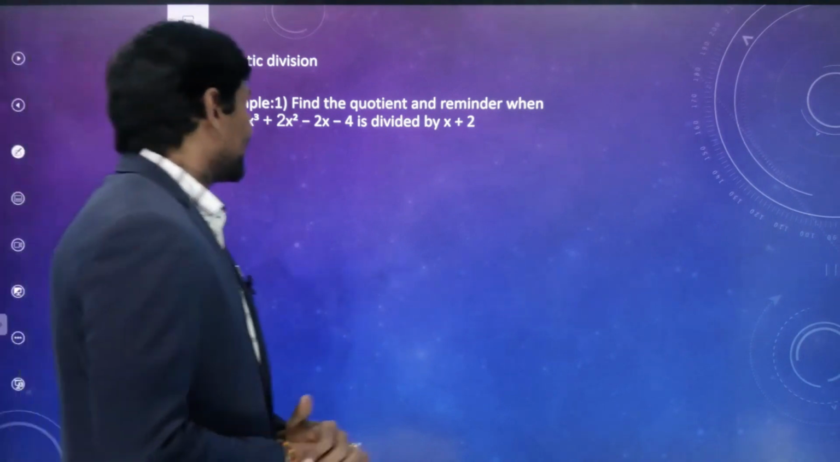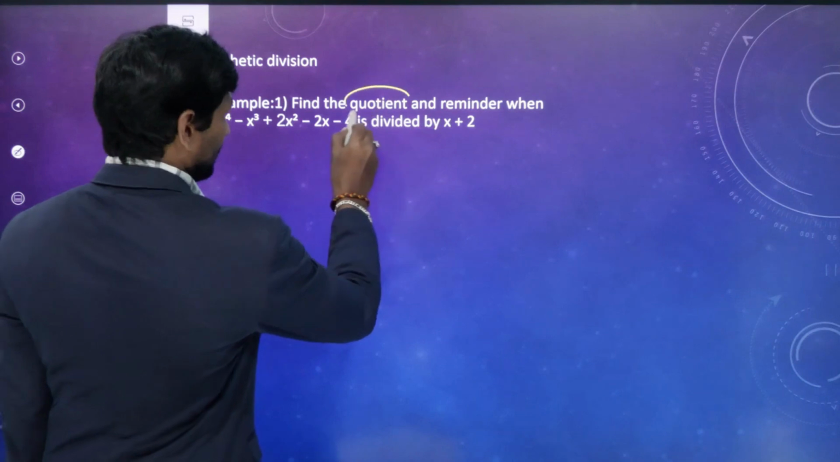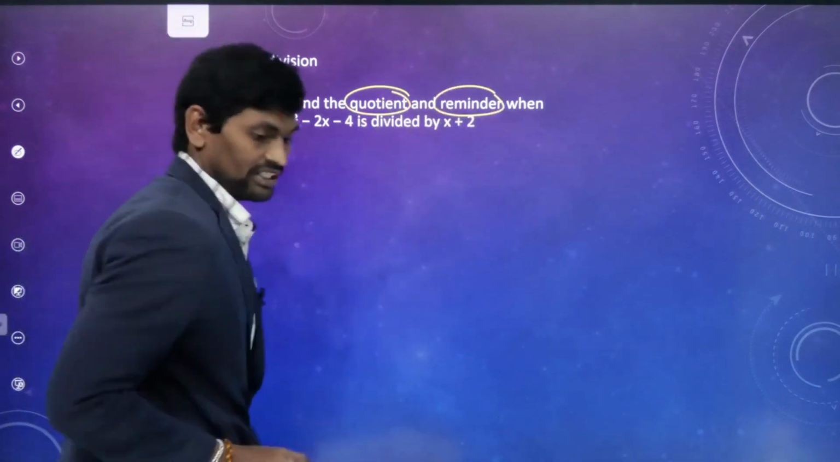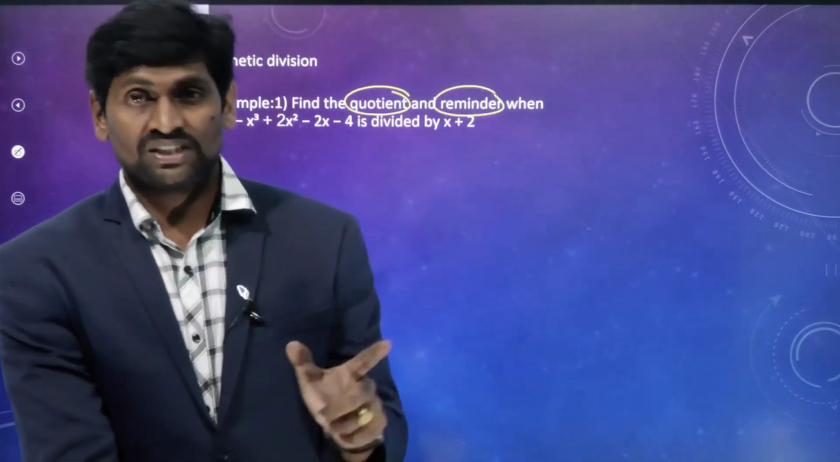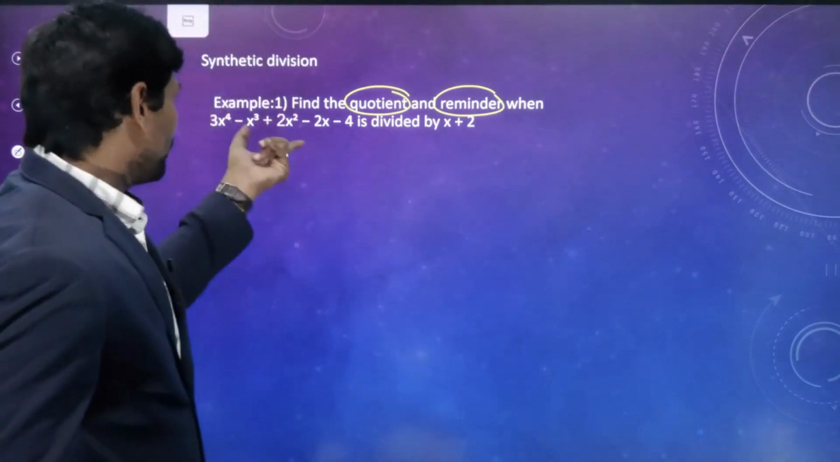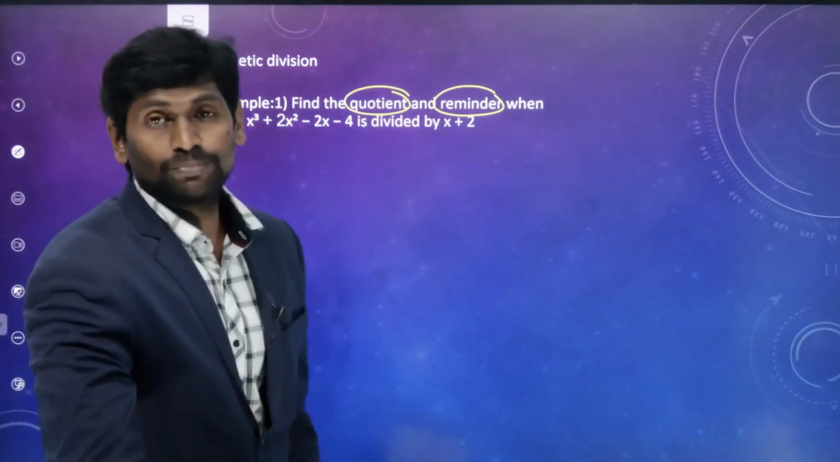Right. Synthetic division, find the quotient and remainder. Until then, we saw that if a polynomial is divided by x plus 2 or x minus 1, it is mentioned that it is exactly divisible, which means there is no remainder. But here the polynomial is a quartic polynomial, and x plus 2 is a factor. We need to identify the quotient as well as the remainder.